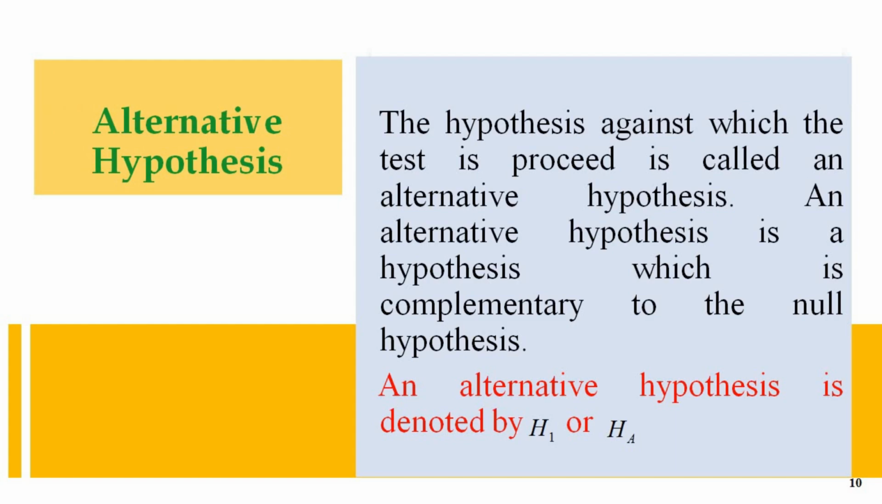And next, alternative hypothesis. The hypothesis against which the test is proceeded is called an alternative hypothesis. An alternative hypothesis is a hypothesis which is complementary to the null hypothesis, and generally it is denoted by H1 or HA, A for alternative. So the alternative hypothesis is one of two hypotheses in a hypothesis test. It states that there is statistical significance between two variables. This is all about alternative hypothesis.